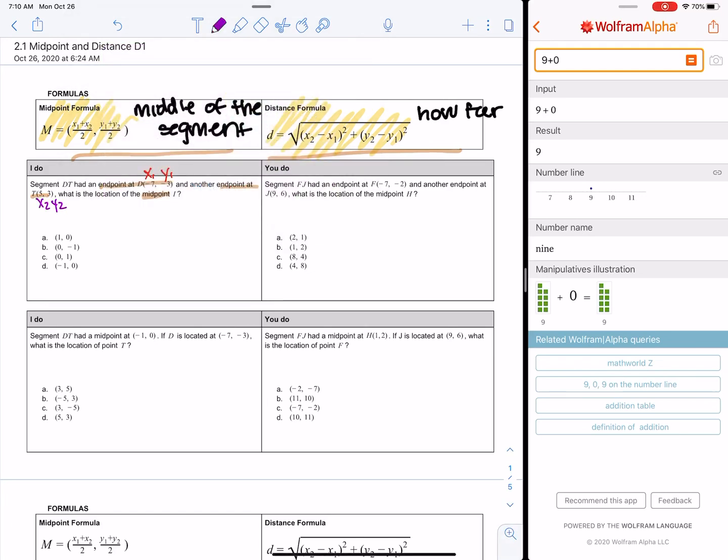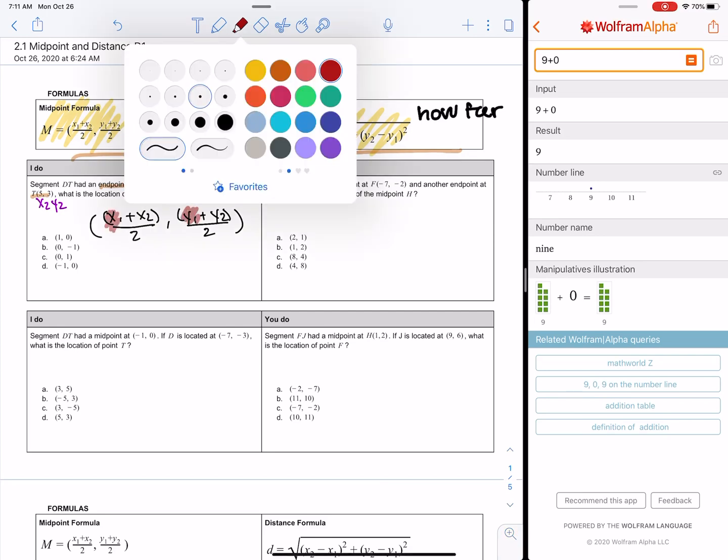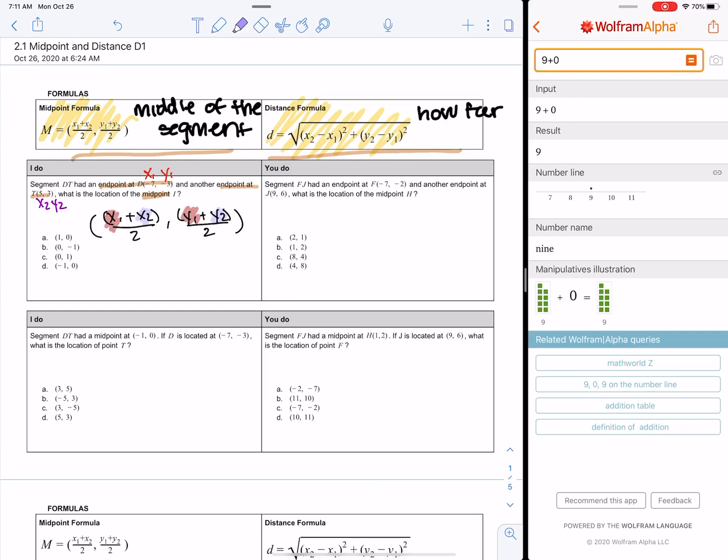x2, y2. If I write down my formula, I have (x1 plus x2 over 2), (y1 plus y2 over 2). So my x1, y1, my x2, y2. If we write them down, we have x1, which is -7, plus x2, which is 5, over 2, comma, my y1, which is -3, plus my y2, which is 3, over 2.